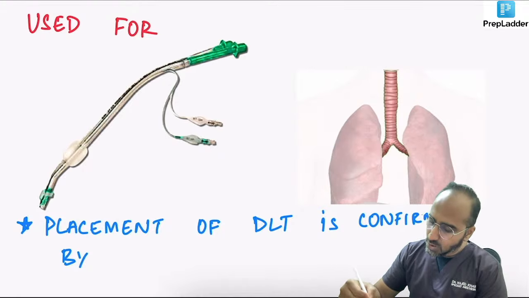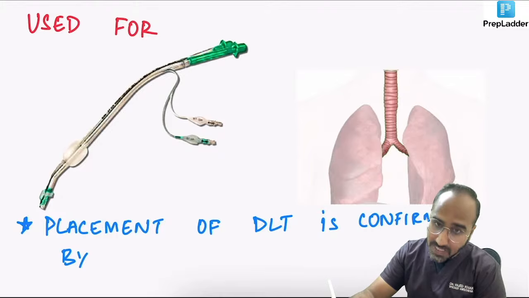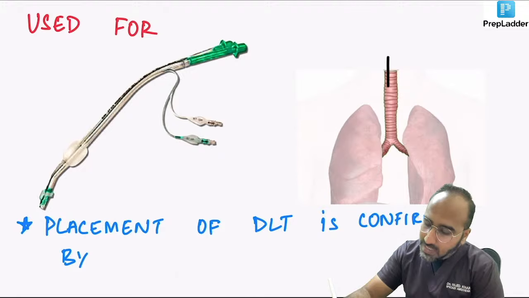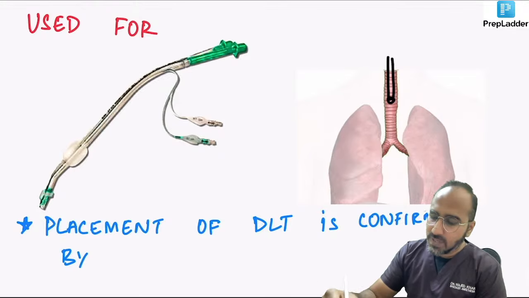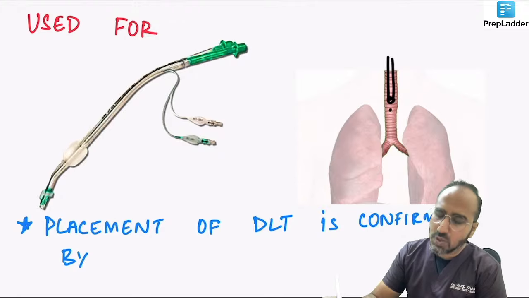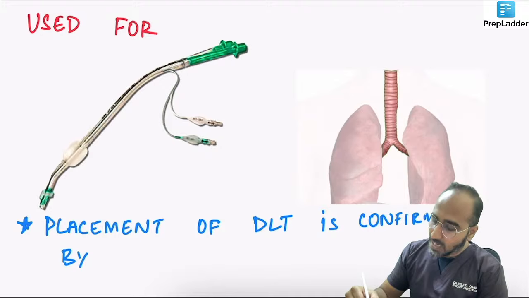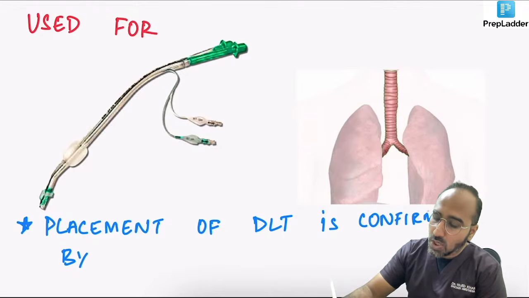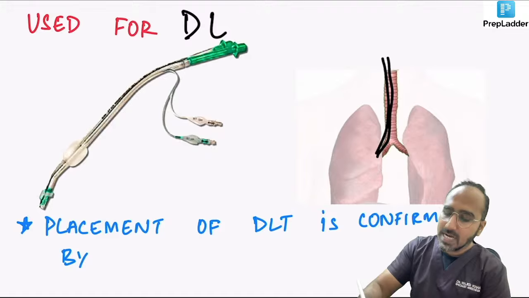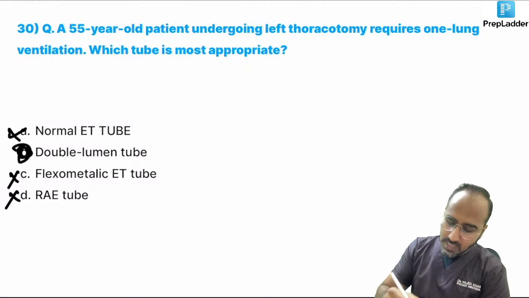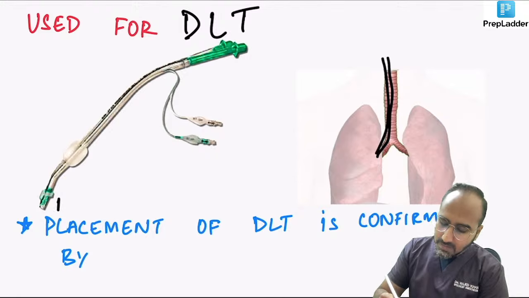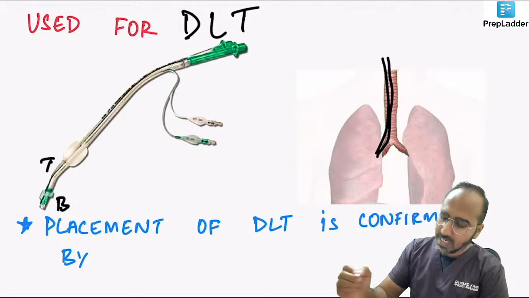So, if you are using a normal tube or a flexometallic tube or a RAE tube, all these tubes will fit in the trachea, mid of the trachea. If your tube is fitting at the mid of the trachea, both lungs will be ventilated. But here we require 1 lung ventilation. So for 1 lung ventilation, we have to use a long tube which is having a bronchial lumen as well as tracheal lumen. We use a tube called a double lumen tube, which is having a bronchial lumen as well as tracheal lumen.